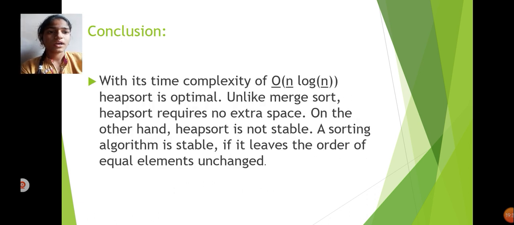I am going to conclude this presentation. With its time complexity of big O of n log n, heap sort is optimal. Unlike merge sort, heap sort requires no extra space. As we saw before, it is an in-place sorting algorithm, meaning it doesn't take any extra space for sorting. On the other hand, heap sort is not stable. A sorting algorithm is stable if it leaves the order of equal elements unchanged. Okay, this is not stable.